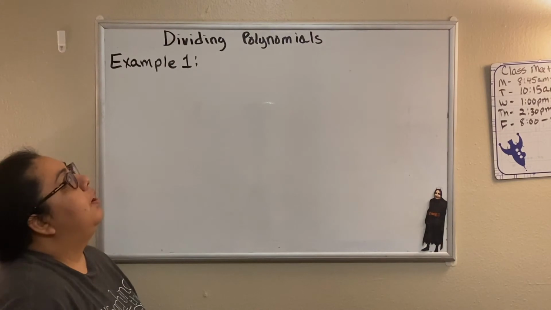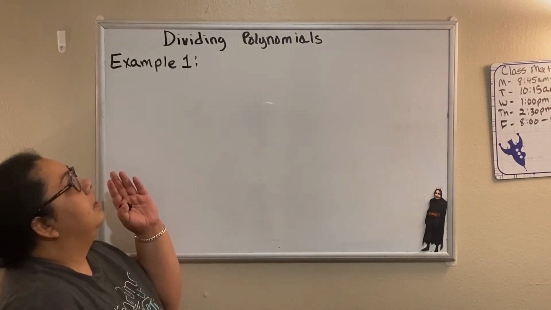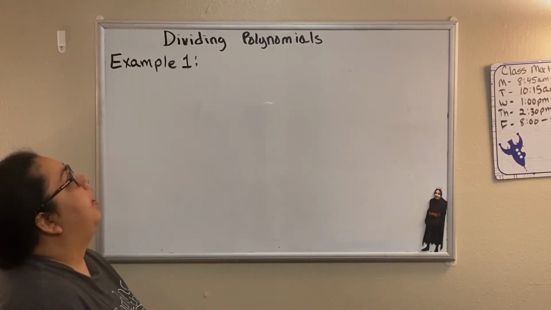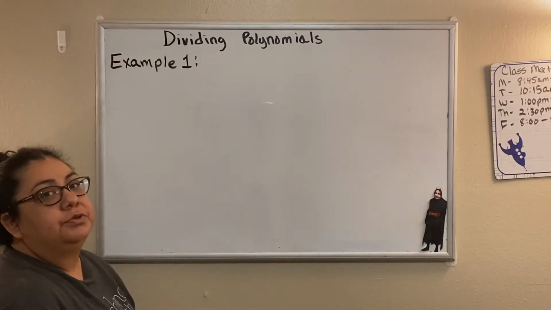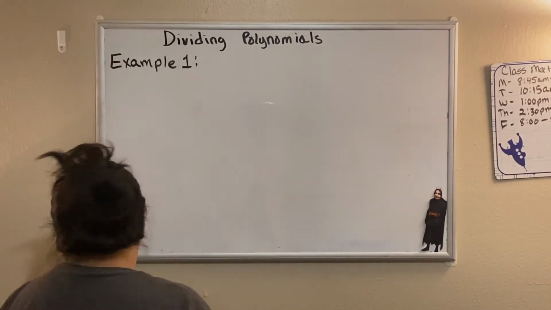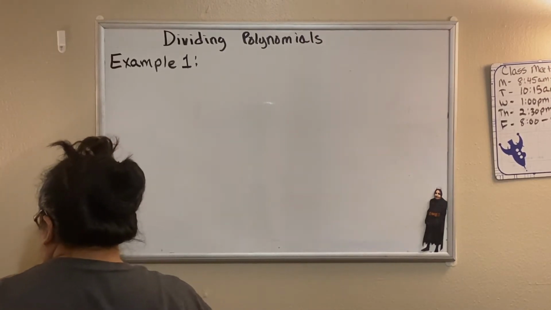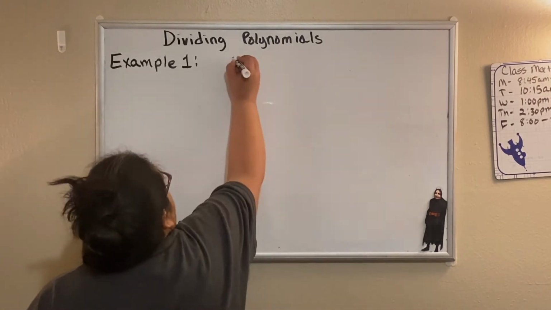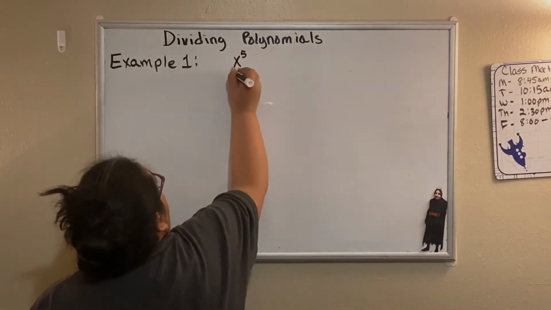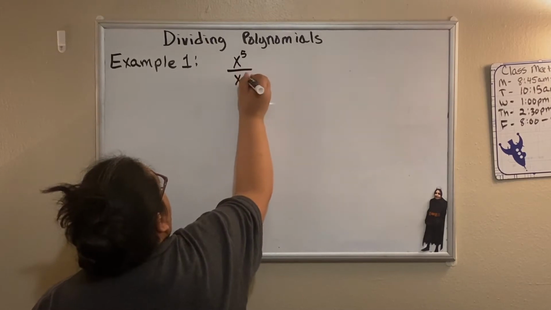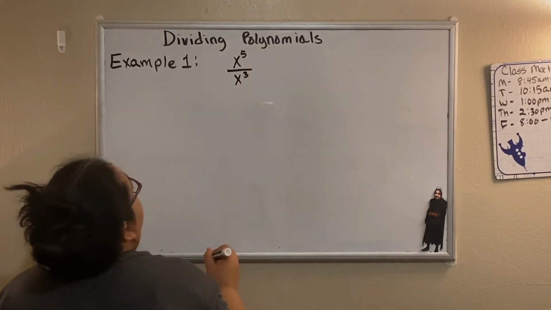Okay, so we are continuing our discussion on dividing polynomials, and I'm going to show you two examples. The first example is x to the fifth divided by x to the third.